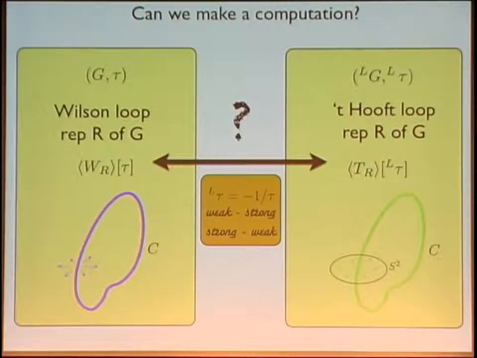So we want to consider two dual theories, take the same contour, take the operator which is dual to the Wilson loop operator, this pair, and compute expectation values of both of these operators in these theories and see if they match to each other. Well, here's the trick.